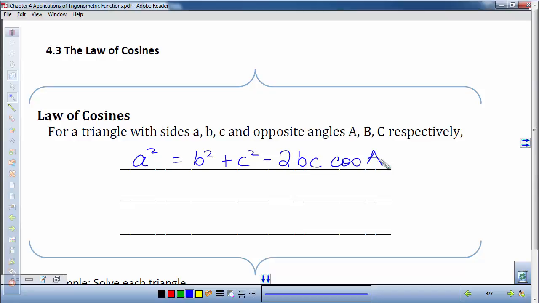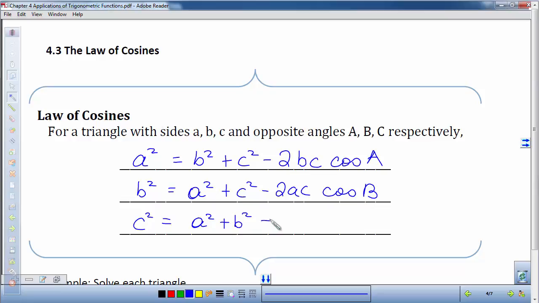But if we just alternate the places of A, B, and C, because like I said, what we call A, B, and C is kind of arbitrary, I could say b squared is equal to a squared plus c squared minus 2ac cosine B. Or c squared would be equal to a squared plus b squared minus 2ab cosine C. So again, you'll probably only see this one on your formula sheet.